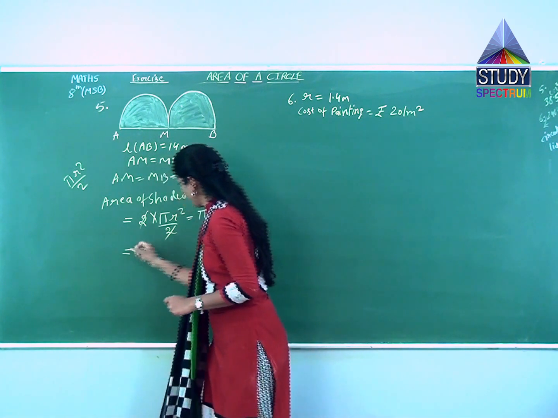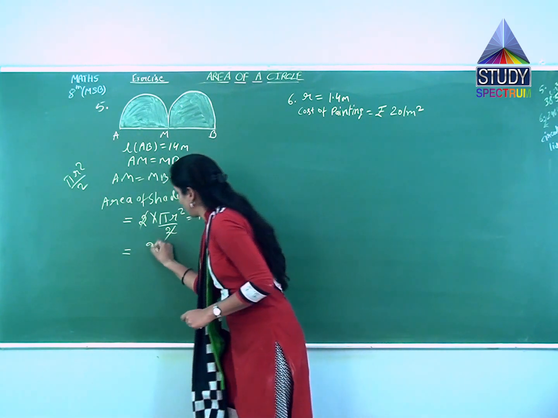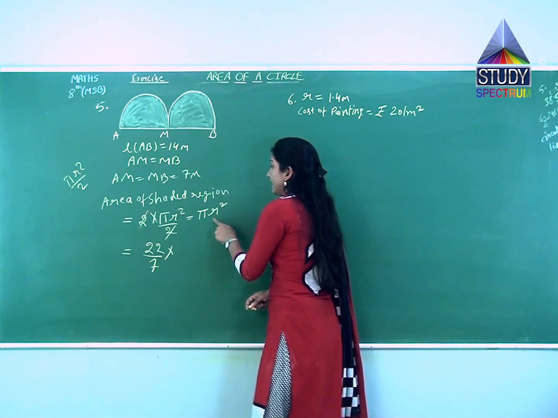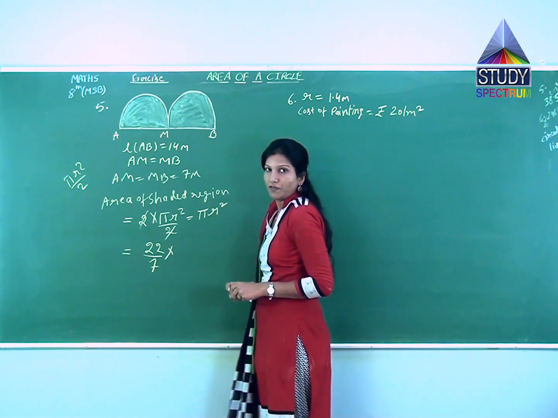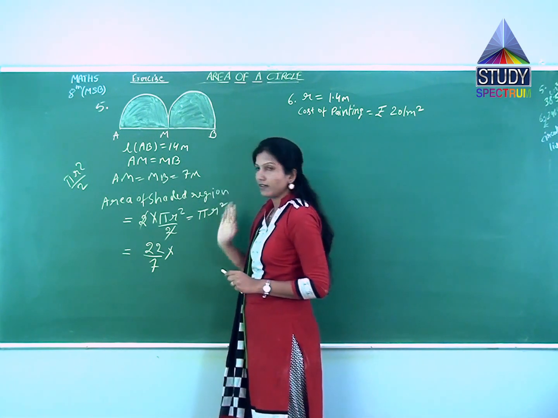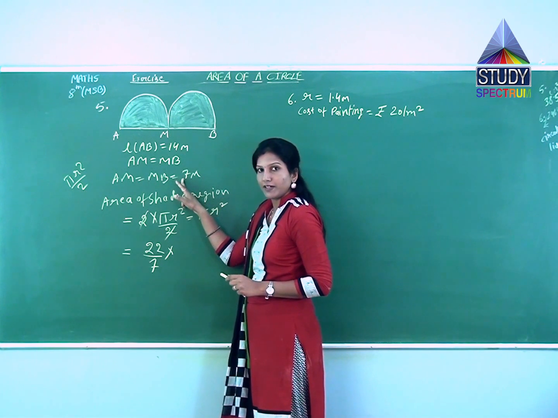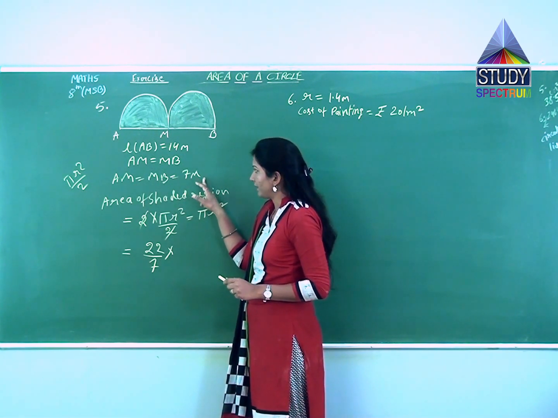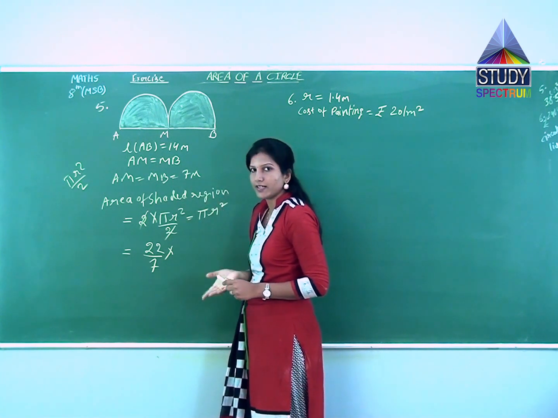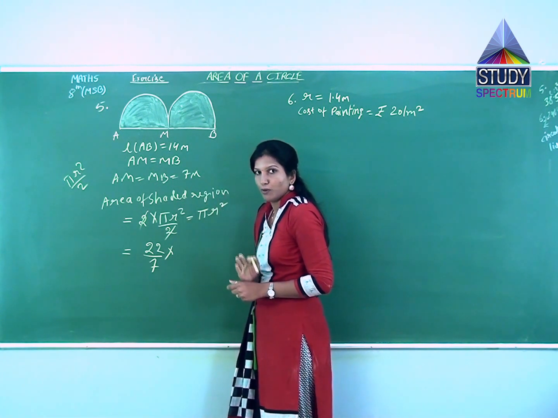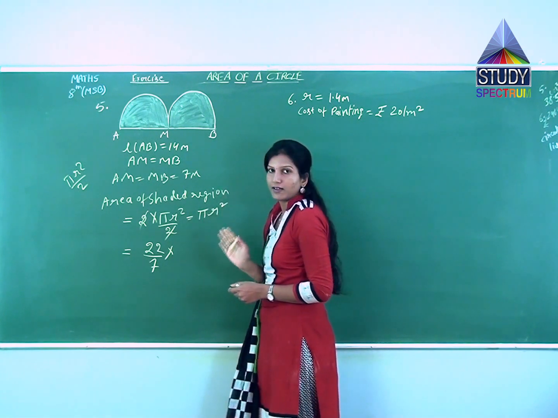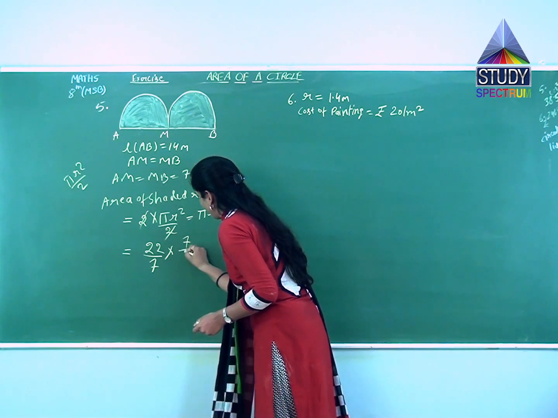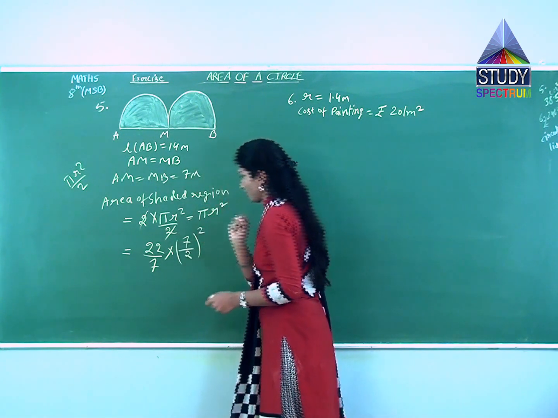Now what is the value of pi? 22 by 7. Now the radius of this circle. What is the radius? It is not given, but the diameter is given. The diameter is 7 meter. So if the diameter is 7 meter, then what will be the radius? 7 by 2, because the radius of any circle is always half of the diameter. So here 7 by 2 square.